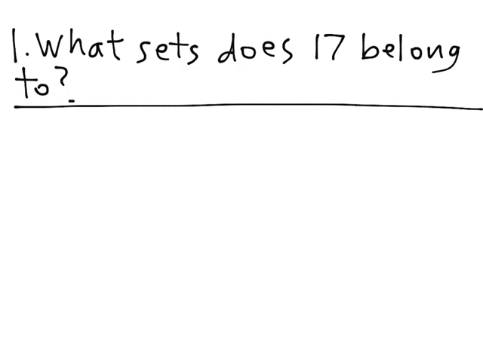Here are some examples of problems about properties of real numbers. Problem 1. What sets does 17 belong to? The sets being considered here are the reals, rationals, irrationals, integers, whole numbers, and natural numbers. So let's check each one of those individually.